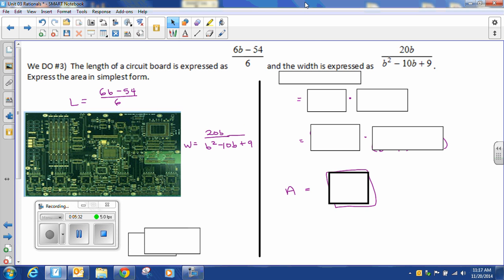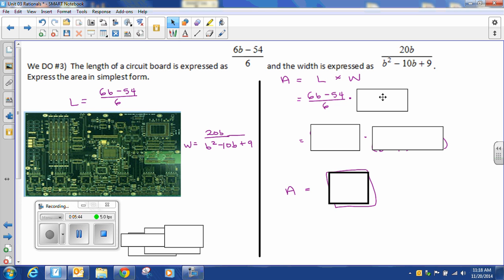Well, this is one of the easiest formulas to memorize. Area of a rectangle is length times width. So essentially we have to substitute these expressions for length and width into our area formula. So we're going to multiply rational expressions. And since it says simplest form, we must factor and cancel.